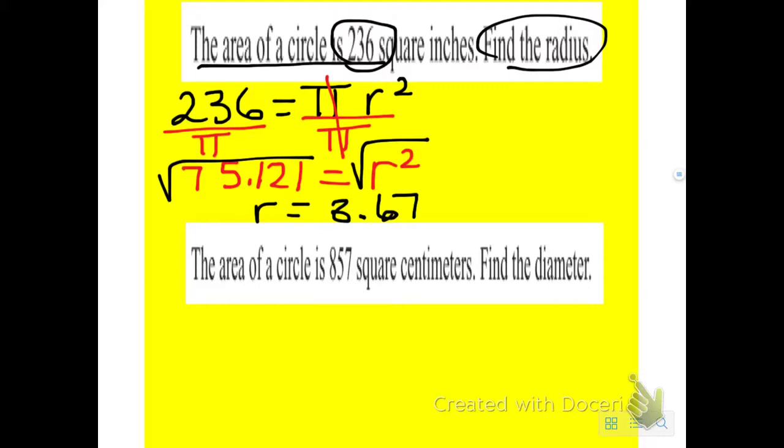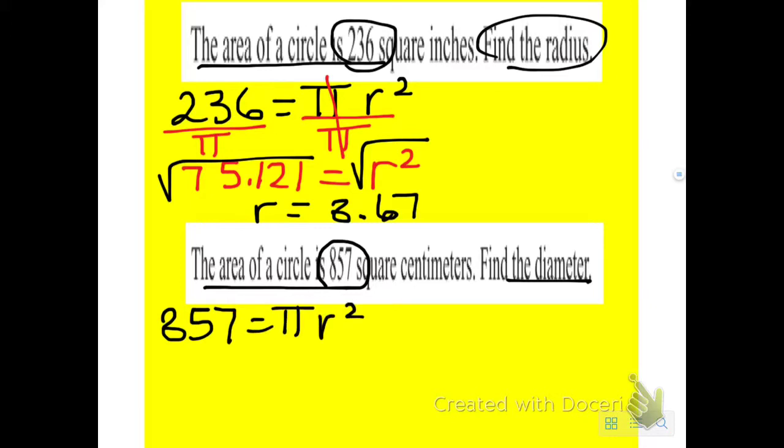My second example tells me that the area of the circle is 857 square inches. It wants me to find the diameter. So I'm still going to use my area formula, but I'm going to substitute 857 in for A, for area, and that equals pi r squared. Again, I need to isolate my r, so I'm going to divide both sides by pi.